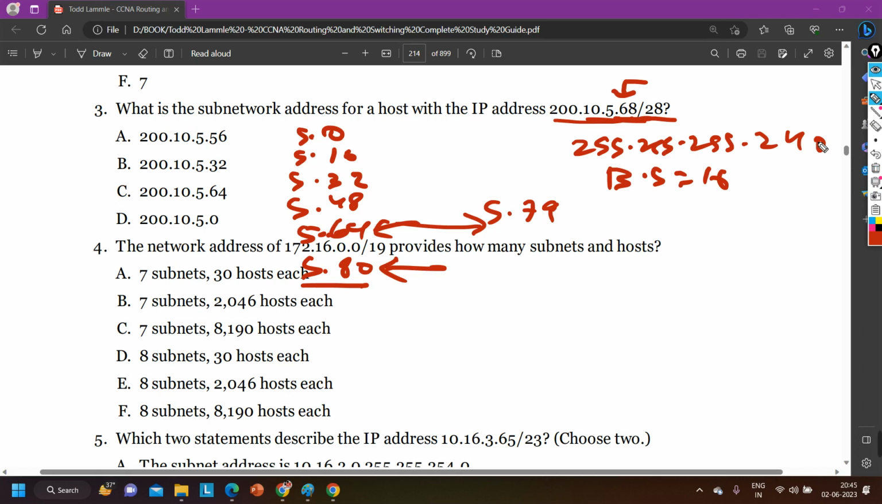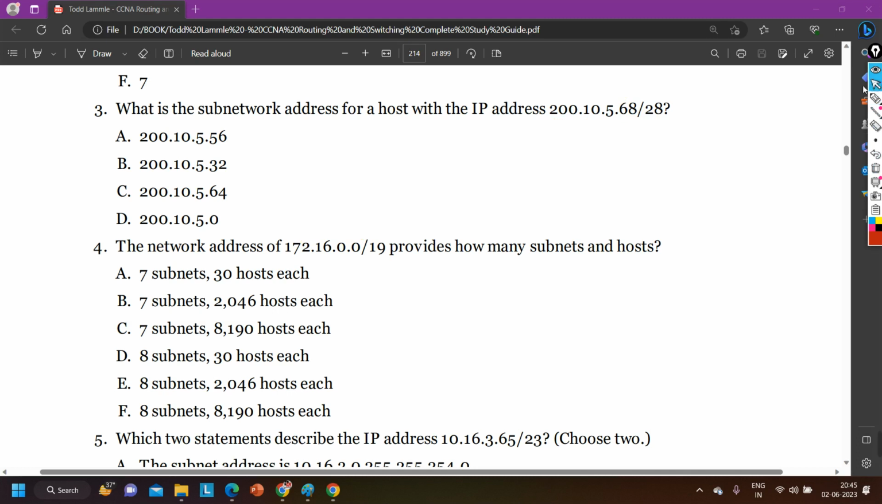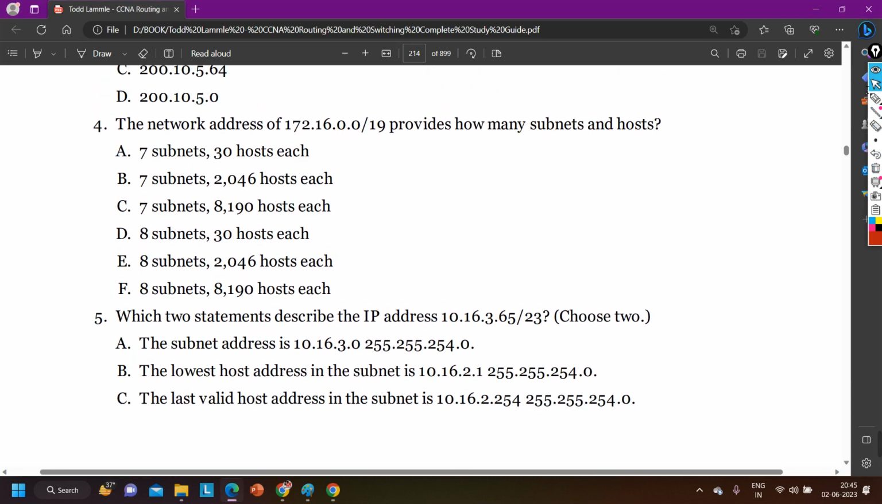Okay. Next question is this question. The network address 172.16.0.0/19 provides how many subnets and hosts per subnet? Sir, the answer is D. How many bits have we borrowed? 3 bits. So definitely there are 8 networks. So options A, B and C are wrong answers. After that we need to find valid hosts to identify which one is the right answer out of these 3 answers.